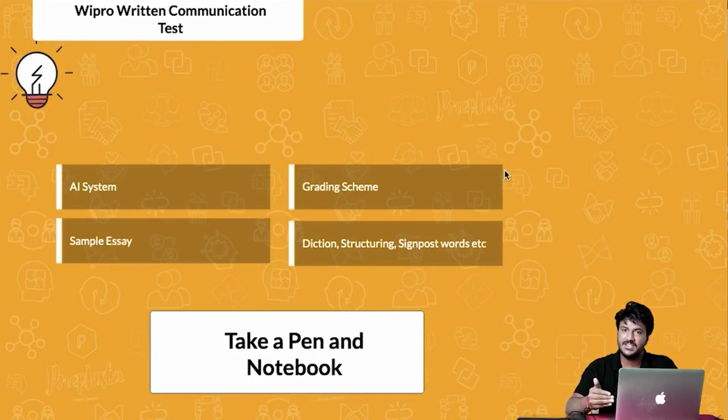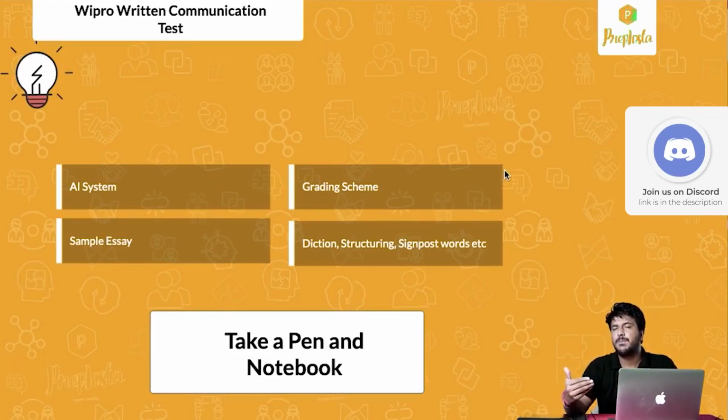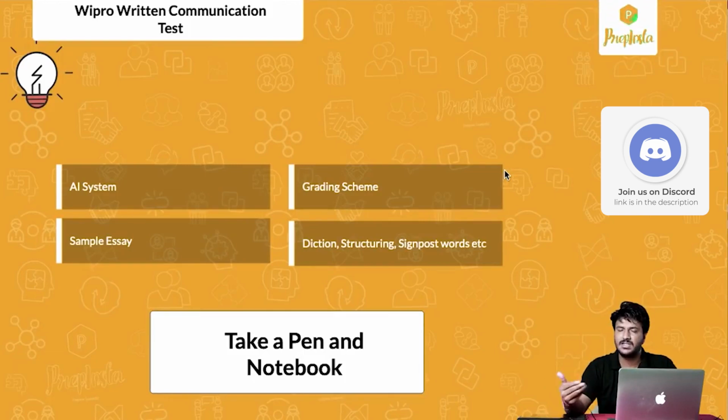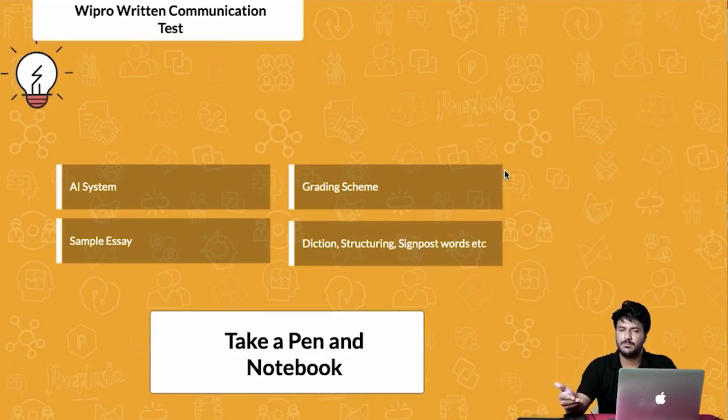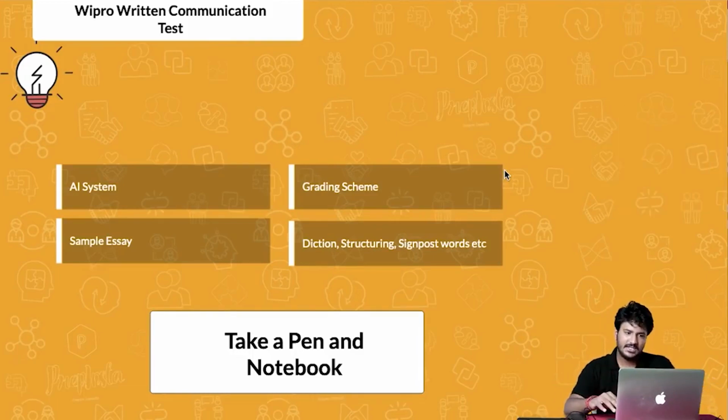There is an AI system that reads or interprets your essay based on a lot of parameters, which are mostly coding based parameters. So we are going to cover what the AI system judges, and on what parts the AI system gives you marks, and what parts it reduces your marks, right? And how you can fool the AI system completely, right? So that is the most important thing.